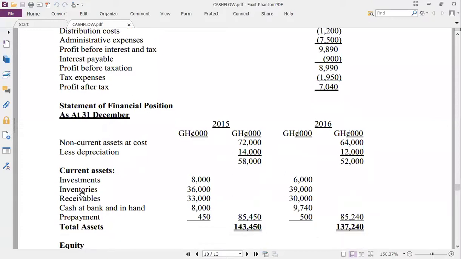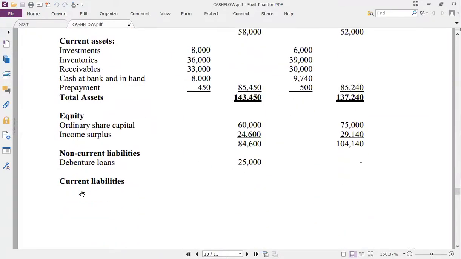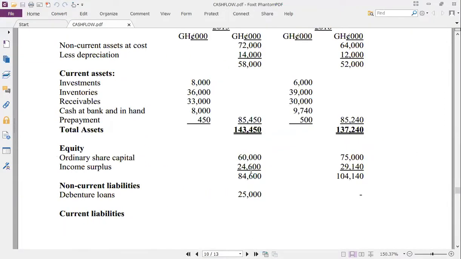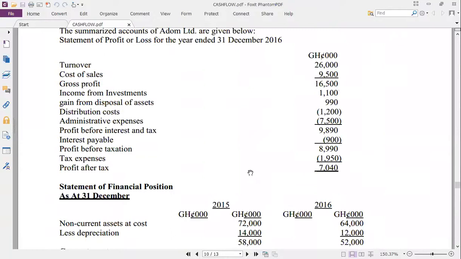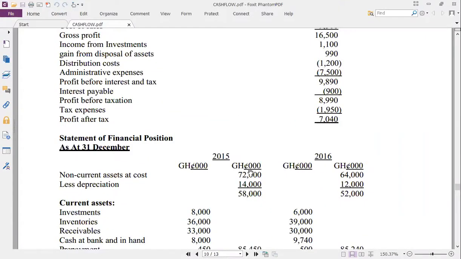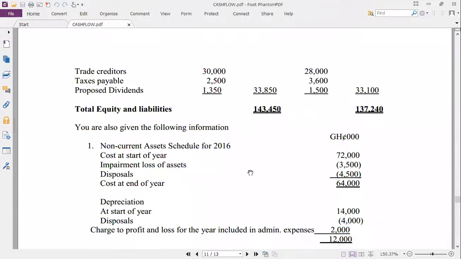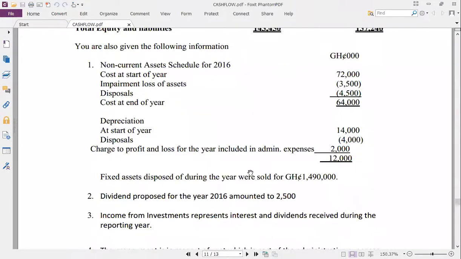So let's try it and see. What's the opening balance of the income surplus? Let's go to the income surplus. 24,600. So let's pick it. 24,600 plus 7,040. Profit after tax is 7,040. So that will give us 31,640. If it's not equal to the closing balance, the difference is the dividend proposed. Less the proposed dividend, 2,005. So let's do 2,005.